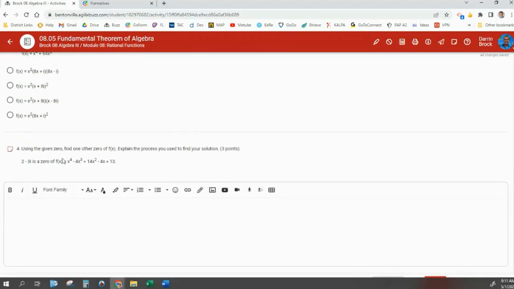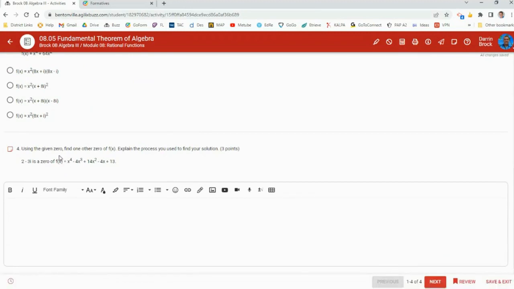And then here, don't make this hard. Using the given zero, they're giving you 1 0, find one other one. You don't have to find all the zeros. It's x to the 4th. Find one other one. And notice the one they give you is an imaginary 0, 2 minus 3i. That's a big hint on what another 0 is.